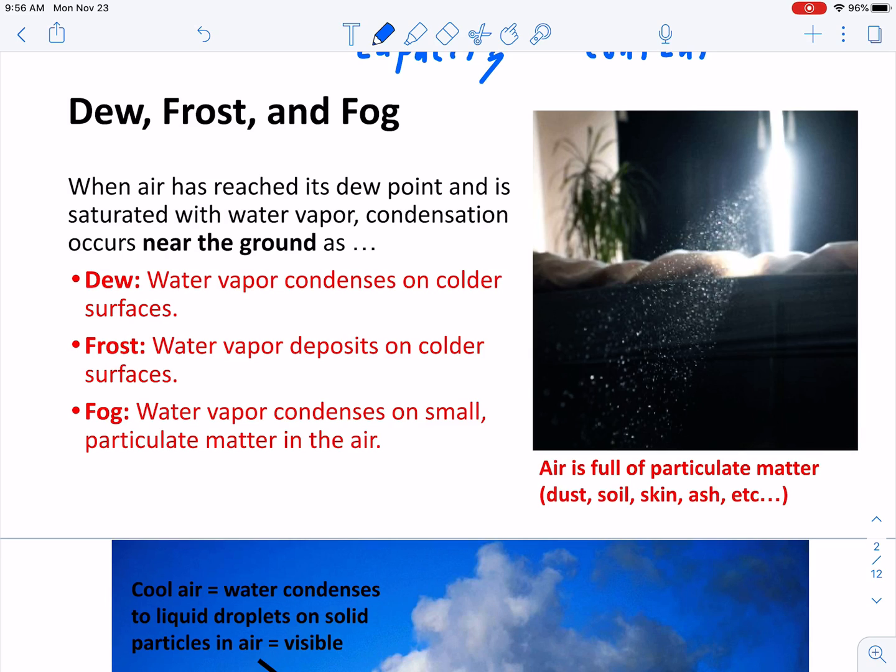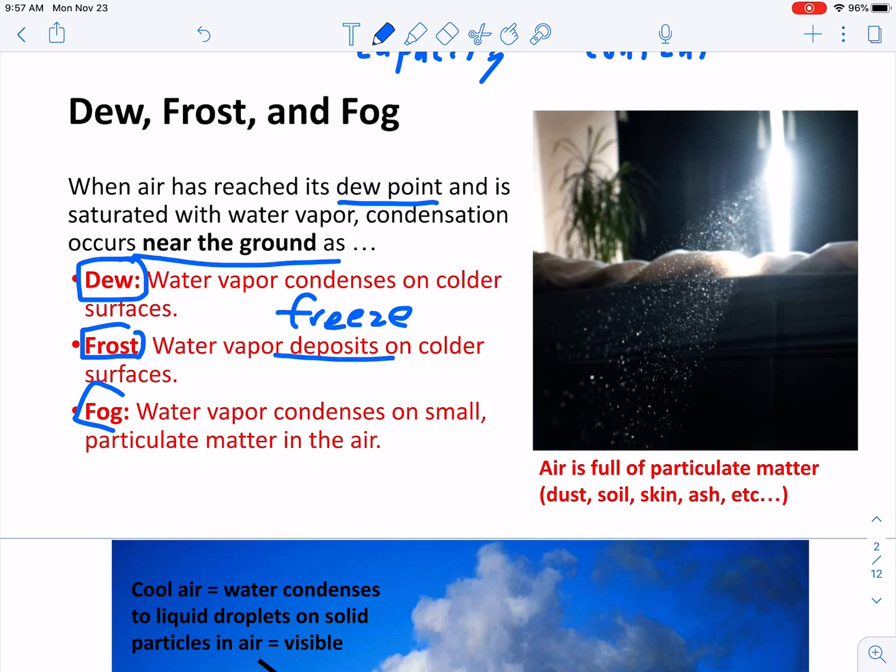So dew, frost, and fog are all ways that the air can deposit water out of it, right? When air reaches its dew point, it's saturated, and water vapor condensation near the ground will appear. I was talking about dew, which is just water vapor condensing onto colder surfaces, like the metal of a car or grass blades. If it's really cold outside, you can get frost, which is the exact same process, except that the water is going to freeze. Deposits is a fancy way of saying that it goes from vapor into ice form directly onto different surfaces.